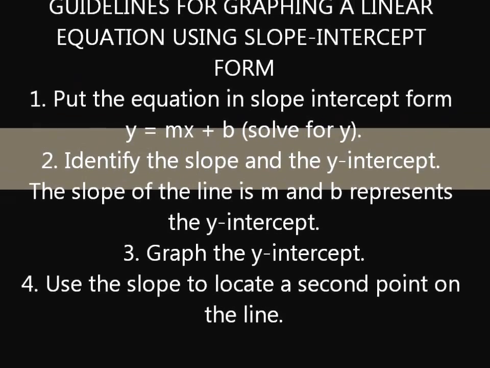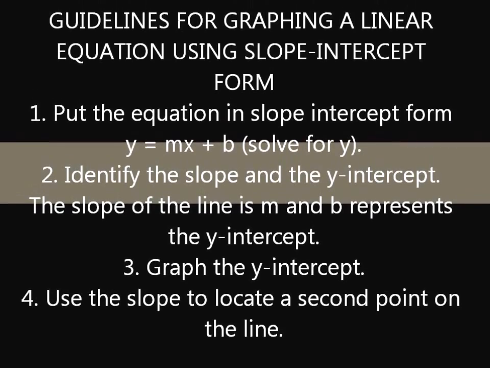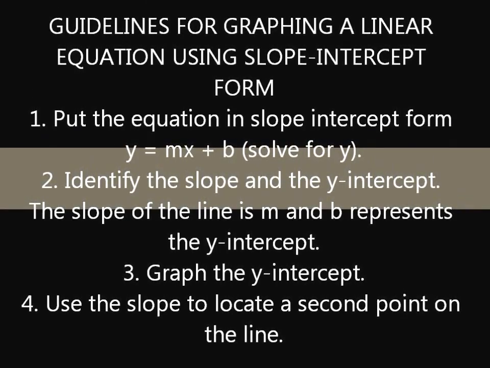Guidelines for graphing a linear equation using slope-intercept form. Number 1. Put the equation in slope-intercept form, y equals mx plus b. Number 2. Identify the slope and the y-intercept. The slope of the line is m and b represents the y-intercept. Number 3. Graph the y-intercept. Number 4. Use the slope to locate a second point on the line.